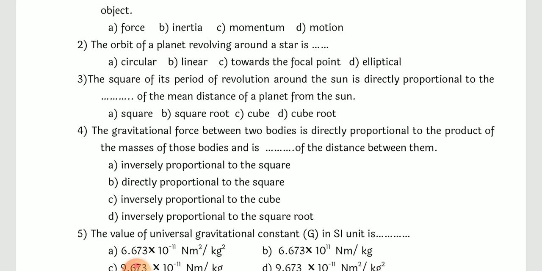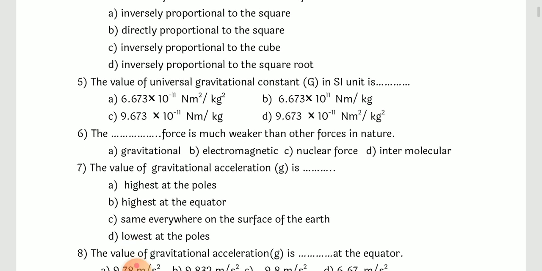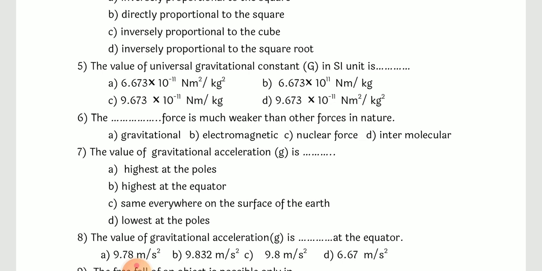So the fifth one, the value of universal gravitation constant G in SI unit is, it is option A, that is 6.673 into 10 raised to minus 11 Newton meter square per kg square. Suppose if this per is not written, then kg will be minus 2, correct, kg to the power minus 2. Sixth one, the dash force is much weaker than other forces in nature, that is gravitational force is weaker than any other force in nature.